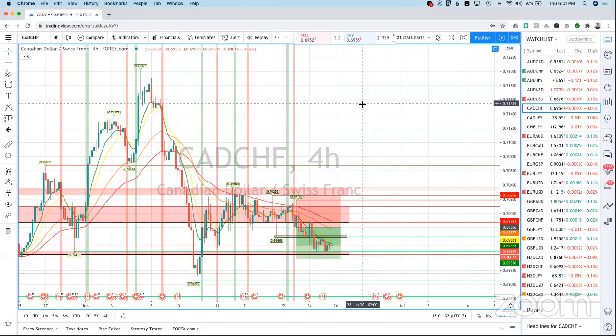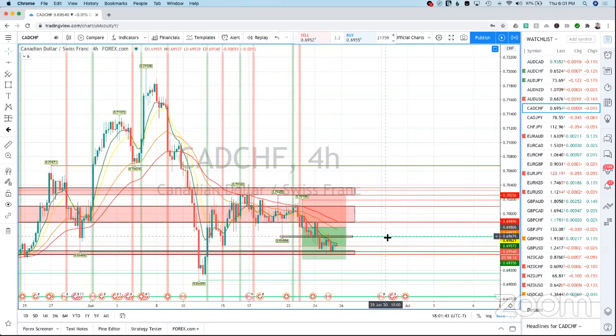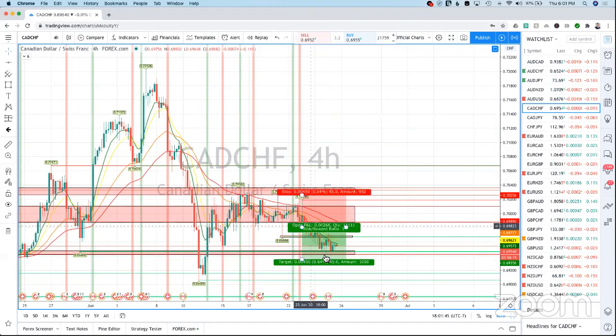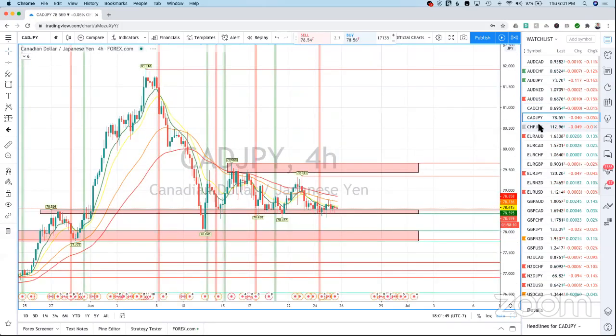Man, we should call this trade, Aaron. The CAD CHF would have hit full TP. Oh, for real? That's crazy. Yeah, I know. The problem was I think the support was too close. It was way too close, so we didn't call that. Would have been a winner.